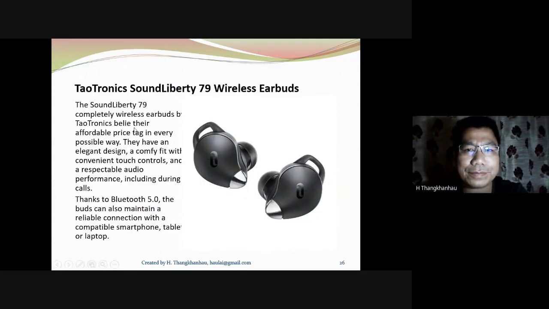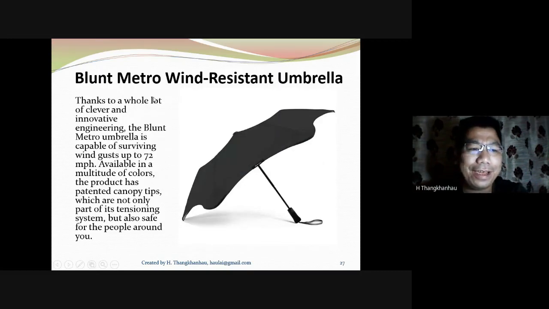And this is wireless earbud. You can listen to music through your phone using Bluetooth. It uses the Bluetooth technology. So while driving also you can use these types of earbuds. And in developed countries, they have even umbrella gizmos or gadgets, which are wind and water resistant.